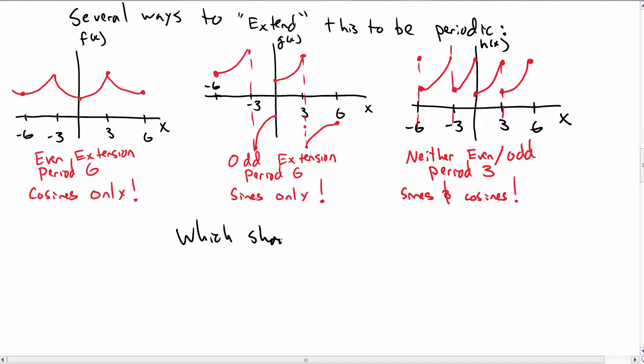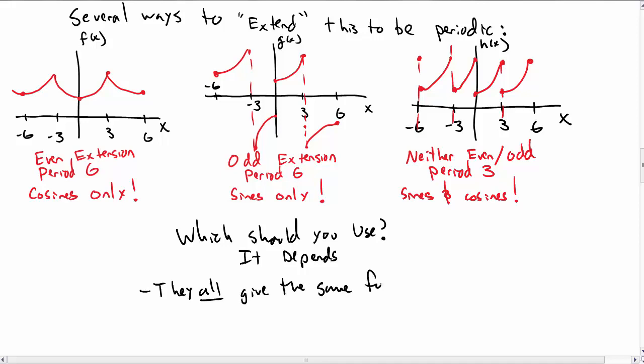So, which should you use? How should you extend your function? Well, as with most questions like this, it depends. So all of these extensions, notice that they all give the same function in the original domain. So in the region between 0 and 3. So here, and here, and here, the function is all the same.